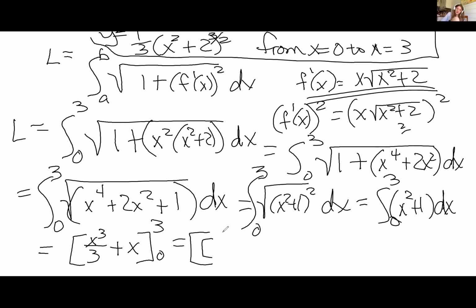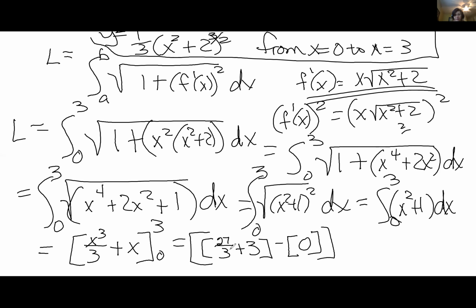Distances. Yes, all those tiny little distances. Very good. So we're going to plug in our upper limit. 3 cubed is 27 over 3, plus 3, minus what's going to be our lower limit. Just 0. It's just 0. 0 plus 0 is 0.